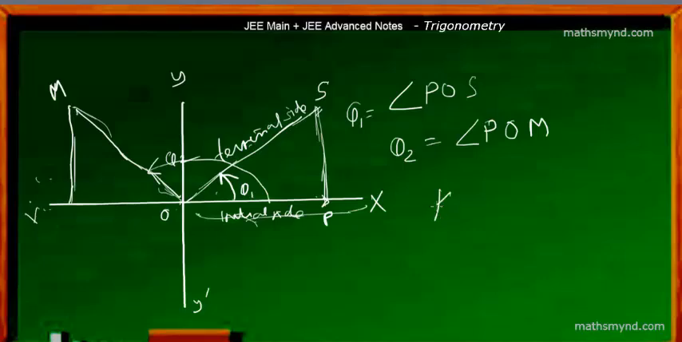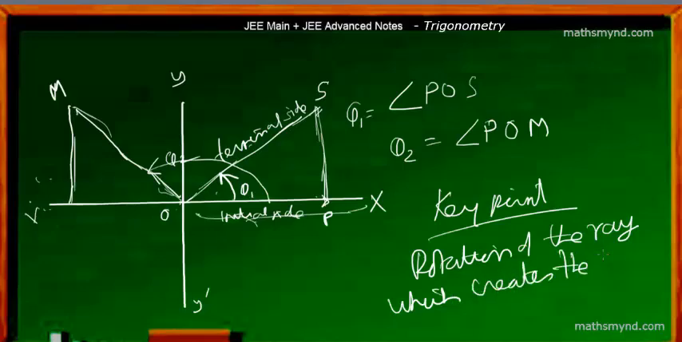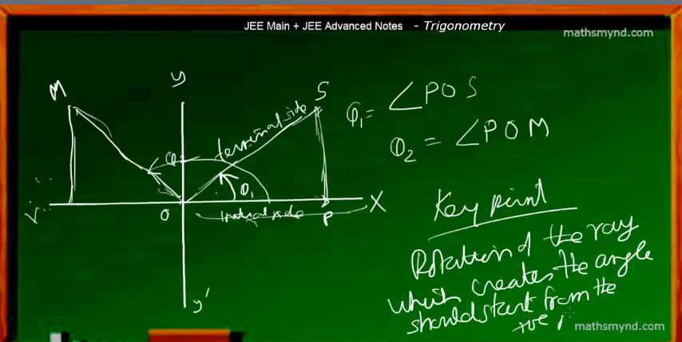So what is the key point? The key point is that, to put it in simple words, the rotation of the ray which creates the angle should start from the positive part of the x-axis. So that's the key point.